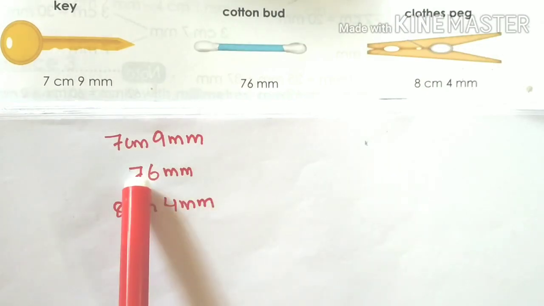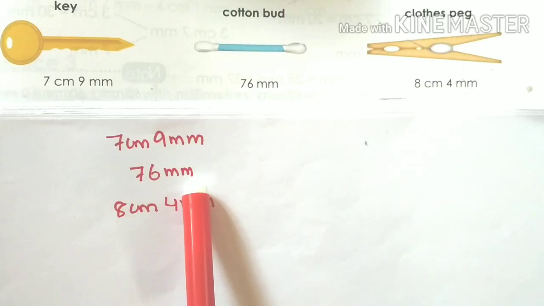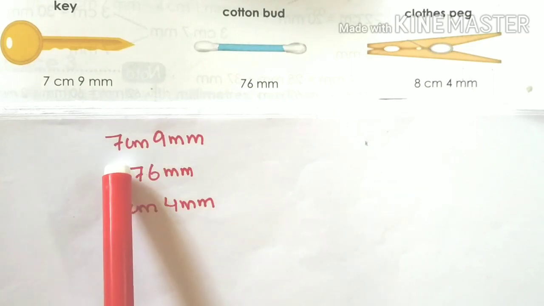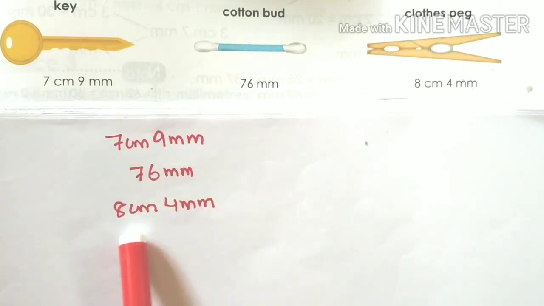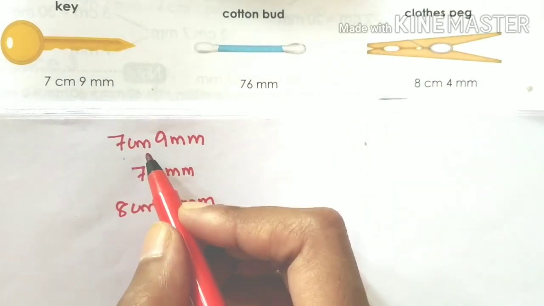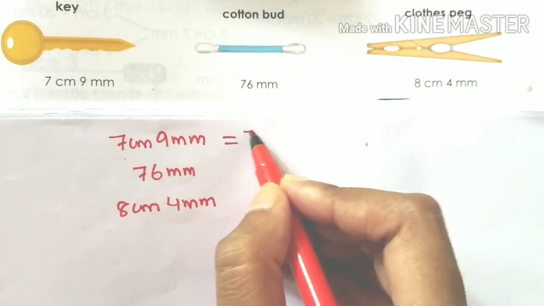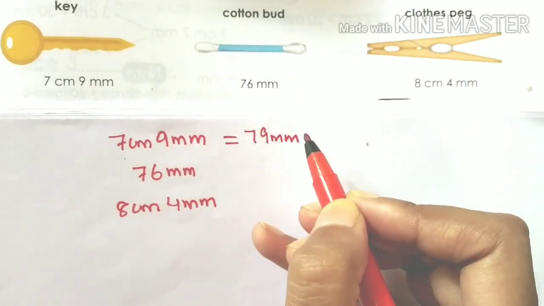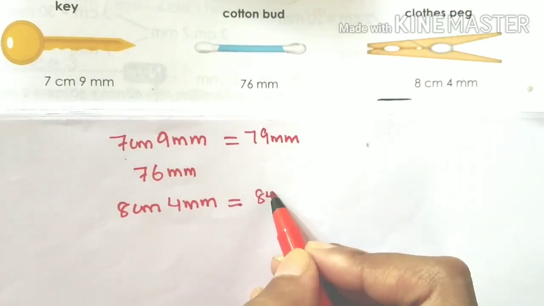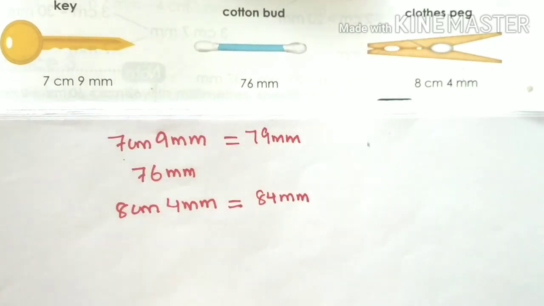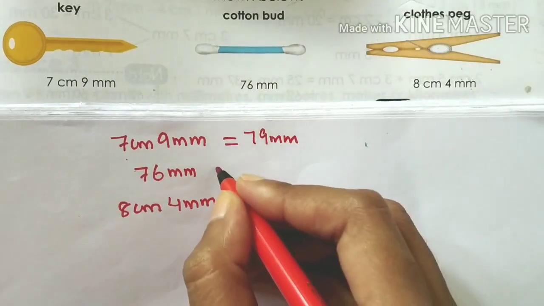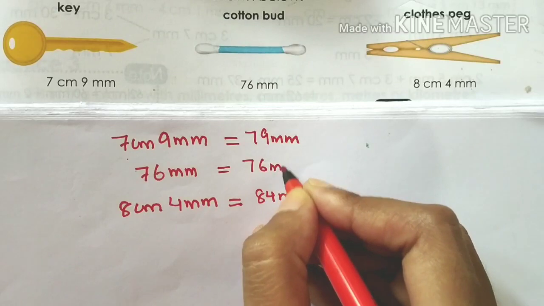Now students, since the length of the cotton bud is already in millimeters, we will keep it as it is and we will only express the length of the key and the length of the clothes peg in millimeters. So students, 7 centimeters 9 millimeters can be written as 79 millimeters and 8 centimeters 4 millimeters can be written as 84 millimeters. Now since 76 is already in millimeters, we will write it as it is.